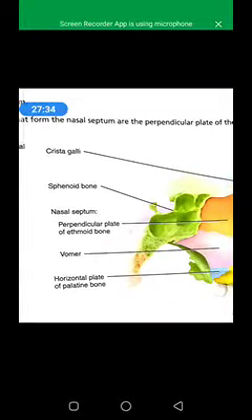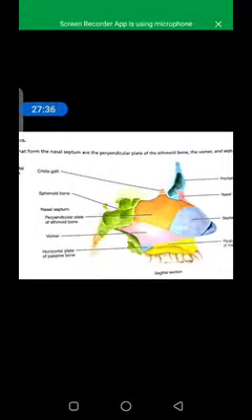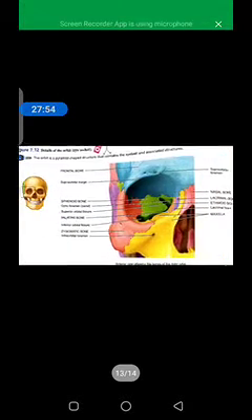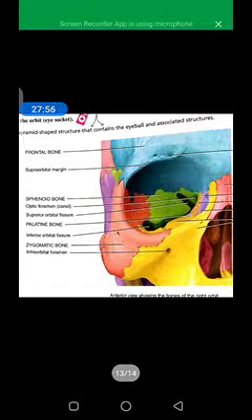You can see the various detailed structure of your nasal bone, horizontal plate of the palatine bone, frontal bone, nasal bone, septal cartilage, palatine process of your maxilla. So this is the nasal bone. Now orbit. Okay, how your orbit will look like.